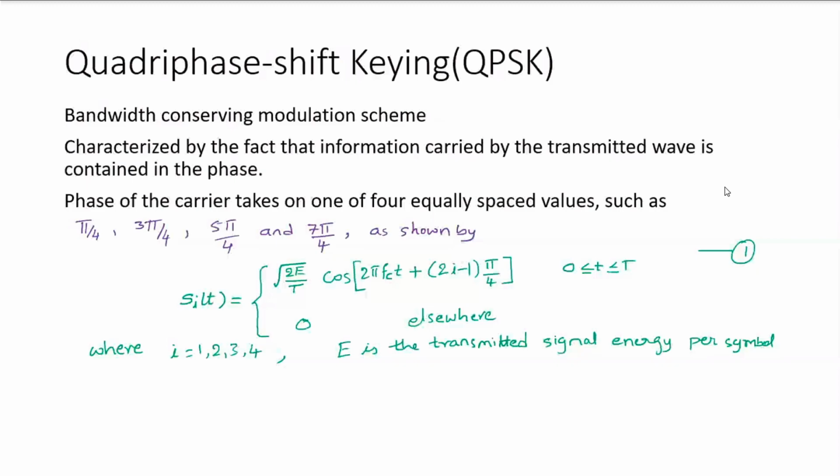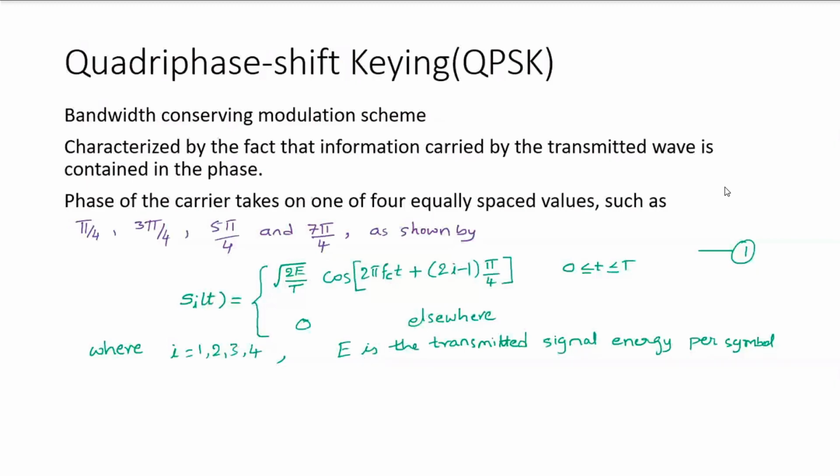And E is the transmitted energy, and it is 0 otherwise. As usual, we have seen for binary phase shifting, the symbol width is T. Symbol width, symbol I say now, not the bit. Two bits together, one symbol, T is the symbol width. E is the transmitted signal energy per symbol, not per bit, energy per symbol.